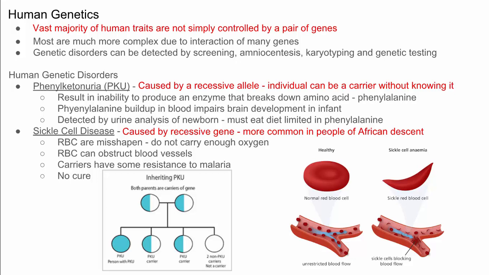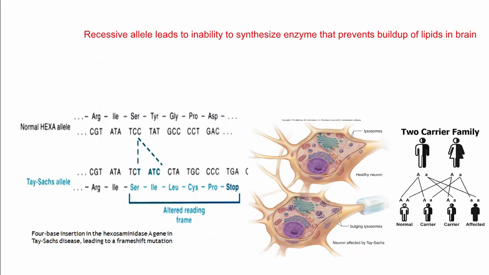However, if a person's heterozygous, they don't have sickle cell disease, but being heterozygous gives them some resistance to malaria. And so it does have an advantage in certain situations when a person's heterozygous. Okay? And so there's no cure for it. People have to get frequent blood transfusions and so forth. So it's another genetic disease.